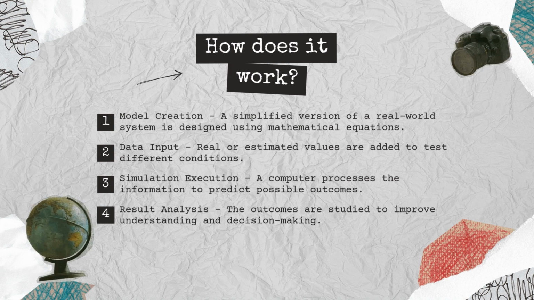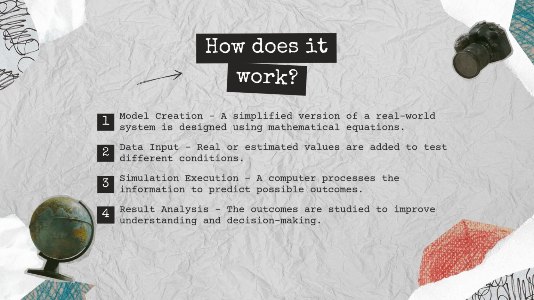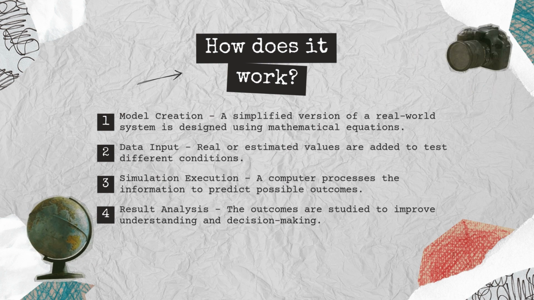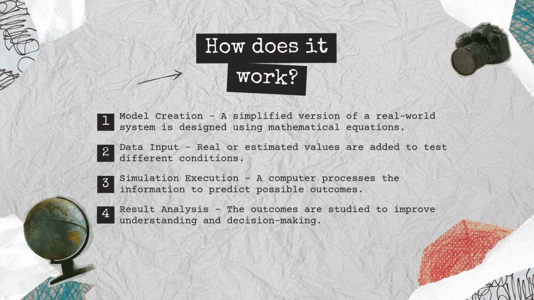Once we have our model and data, the computer runs the simulation. It calculates different possible outcomes based on the given inputs, helping us predict what might happen in real life. Finally, we analyze the results. If the predictions make sense, we can use them to make better decisions. If not, we adjust the model and run it again until we get useful insights. Mathematical simulations follow these 4 simple steps to help us understand complex systems, make better decisions, and solve real-world problems.